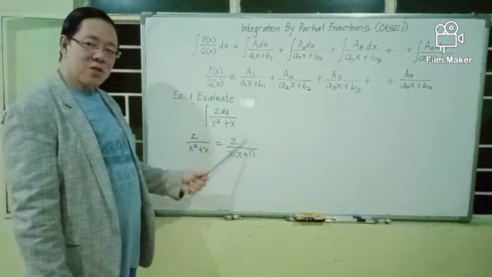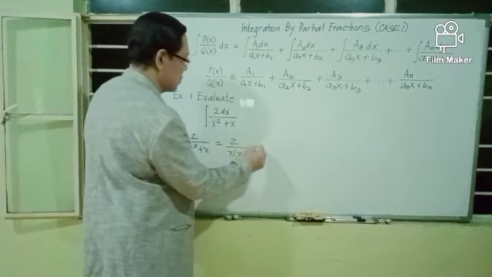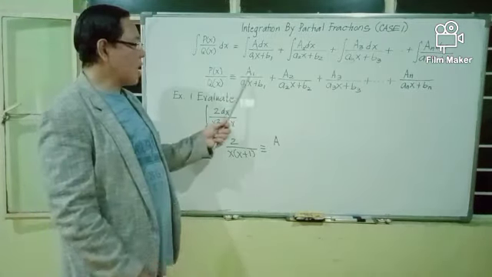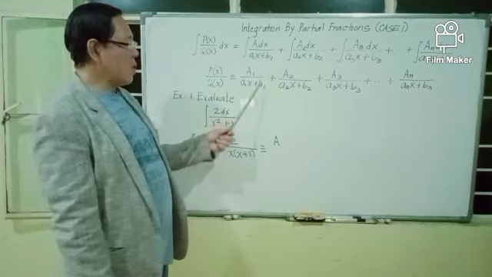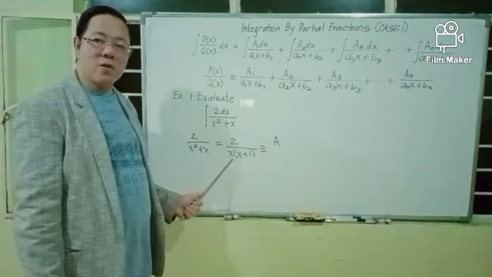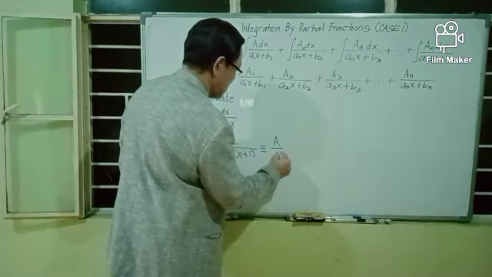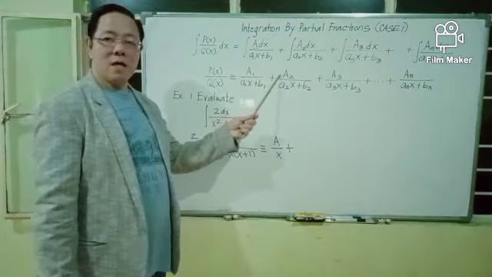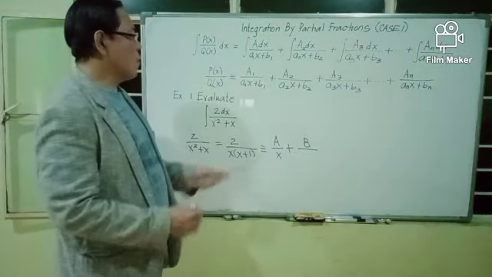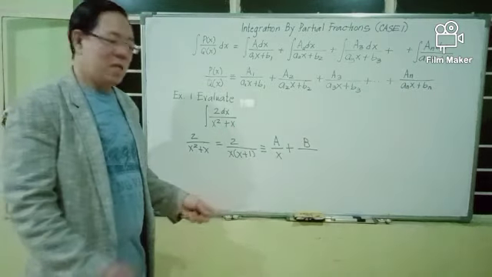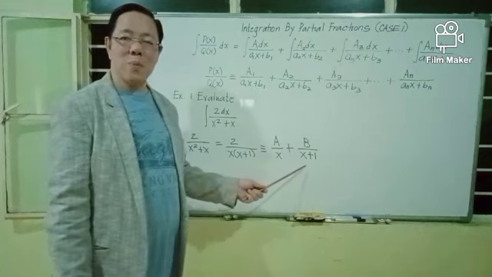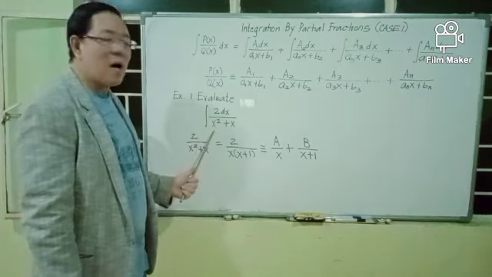And we write this rational expression as equivalent to a constant. Now, for the constants in our example, instead of using a1, a2, a3, I will use a, b, c, but you can also use a1, a2, a3. This rational expression is now equivalent to a constant over the first linear factor x, plus a second constant, A2, but I will use B, over the second linear factor, x plus 1. And there is no more third term. We only have a sum of two partial fractions because our expression Q of x has only two linear factors.